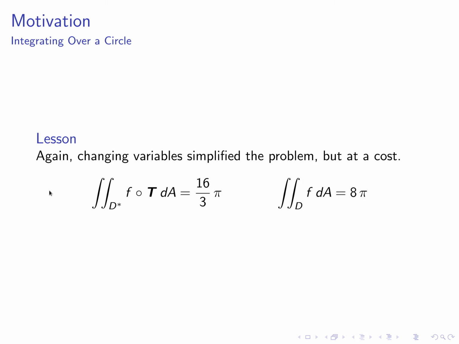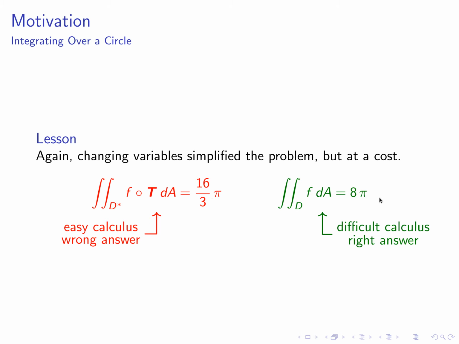But just like in our parallelogram example, the issue here was that this idea produced a problem where the calculus was easier and we got the wrong answer. Whereas the original problem had difficult calculus, but we got the right answer. So what we need to do is remedy this situation. The idea here seems to be so good that there must be a workaround where instead of integrating and getting the wrong answer, we integrate and get the right answer.